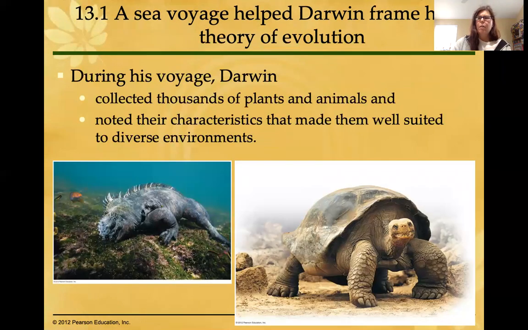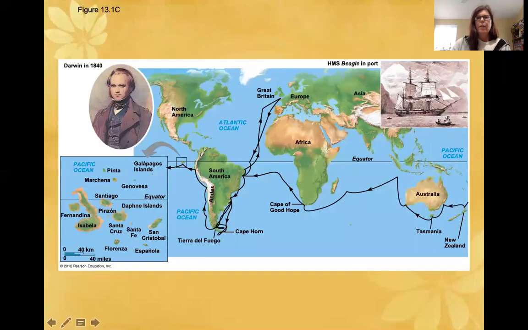Some of the organisms that he is famous for, besides the blue-footed booby, are the marine iguana and the Galapagos tortoises. Like I said, he collected many different specimens and made tons of observations during his voyage. And here's a picture of that voyage. So you can see he traveled a great distance.